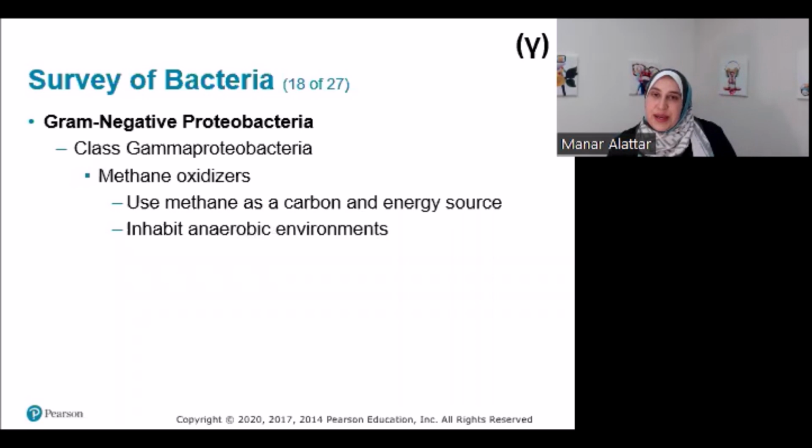The third category of Gamma-proteobacteria are methane oxidizers. These are organisms that, instead of producing methane, are actually metabolizing methane. And it might not surprise you that they tend to live right above methanogens. If you remember back to our discussion of archaea, they tend to live right above methanogens in mudflats and aquatic systems because they will take the methane that methanogens are producing and then metabolize it.